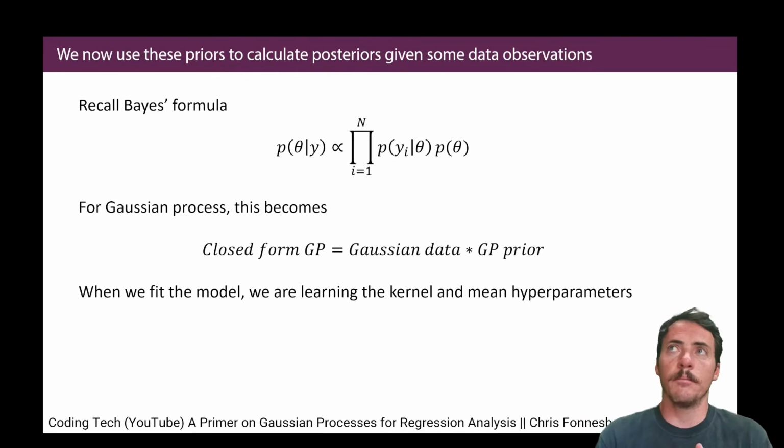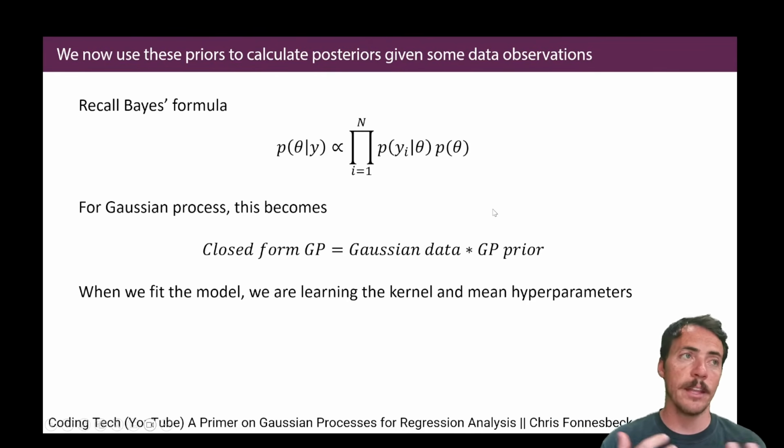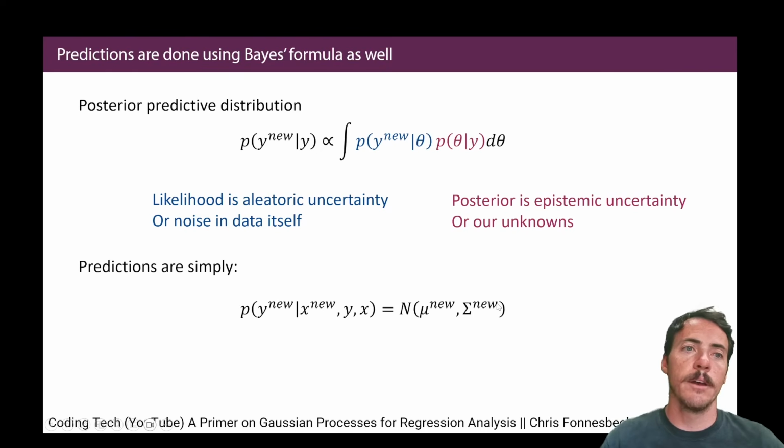We're trying to predict these things based off of what we know about our systems. And previously we said that you've got Gaussian data, you're going to multiply that by a Gaussian prior. Okay, and then when you fit the model, you're really just learning what the correct functions should be for your kernel and your mean hyperparameters.